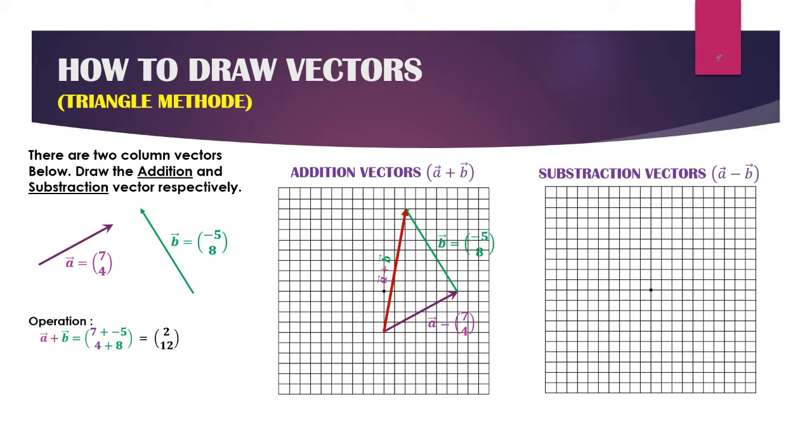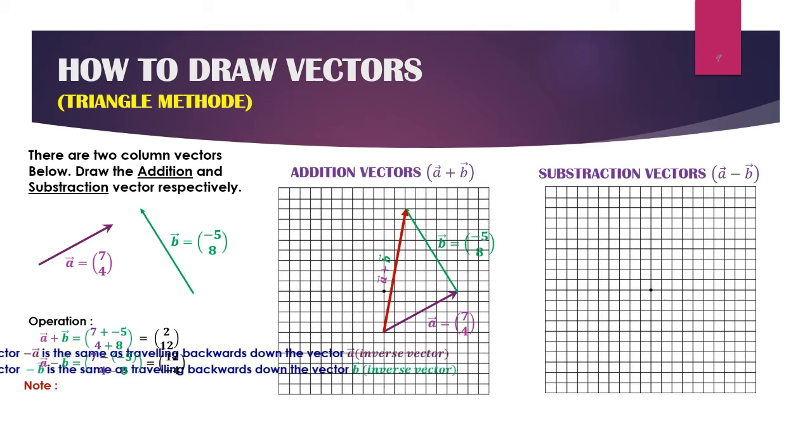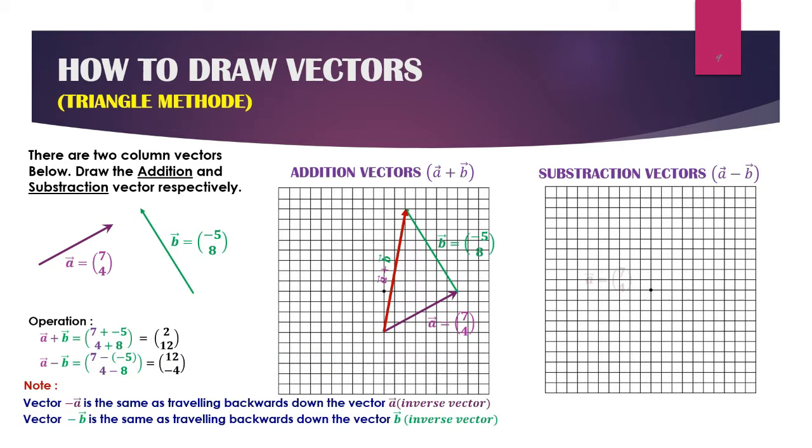And the subtracting vector is a minus b. Okay? Vector minus b is the same as traveling backward down vector b, or the inverse vector. Look at the green vector. Very clear, right?